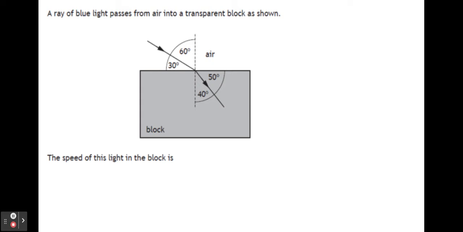So here's another example. A ray of blue light passes from air into a transparent block as shown. The speed of light in the block is... So here we can see the change in direction of the light ray, but we want to know what the speed of light would be in the block. So we have this big combined formula. N equals sine theta 1 over sine theta 2 equals v1 over v2 equals lambda 1 over lambda 2.